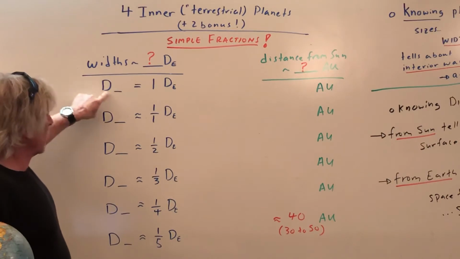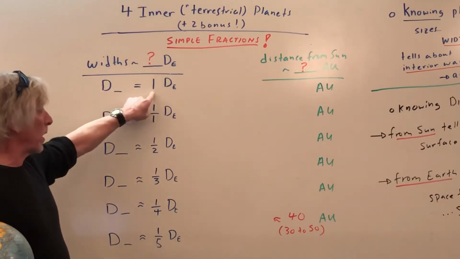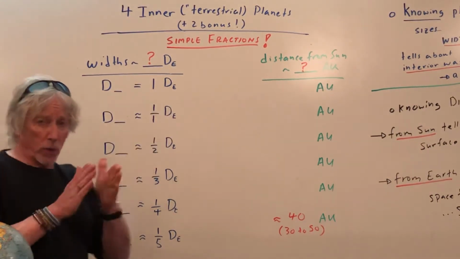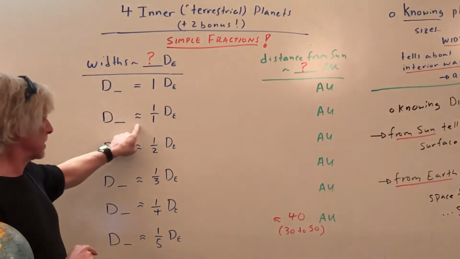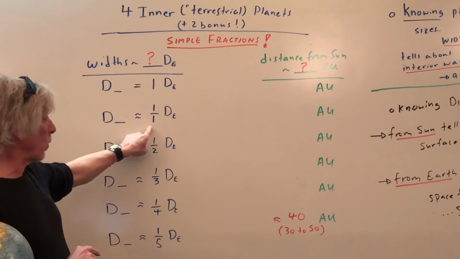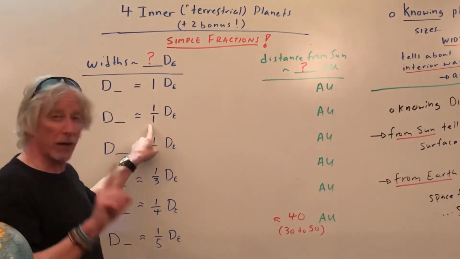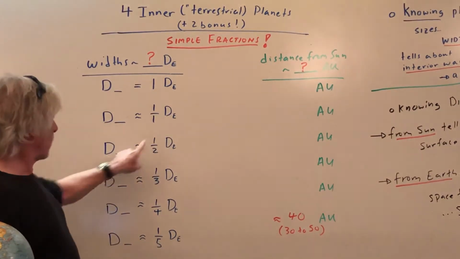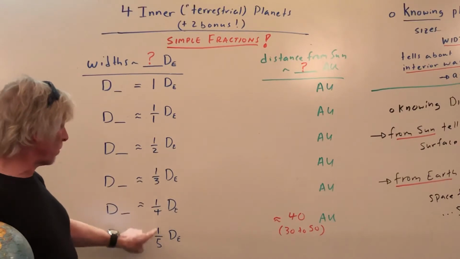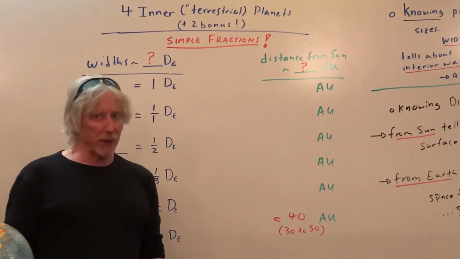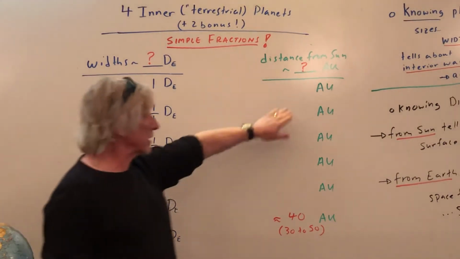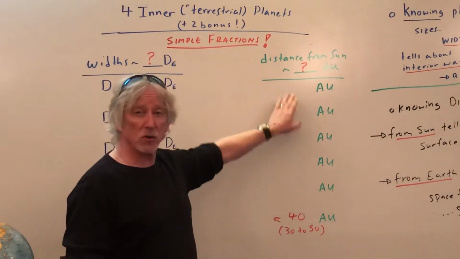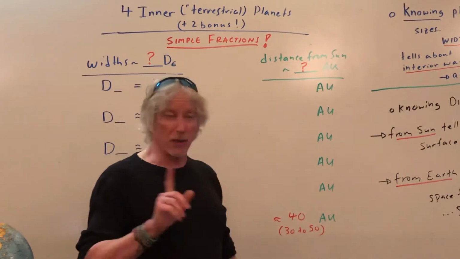The diameter of what planet is about 1/1 the diameter of Earth? I wrote it like that for the pattern: 1/2, 1/3, 1/4, 1/5. That's a nice pattern, right? It's a nice pattern with simple fractions. And then we'll look at the simple fractions over here. The answers are simple fractions with one exception.